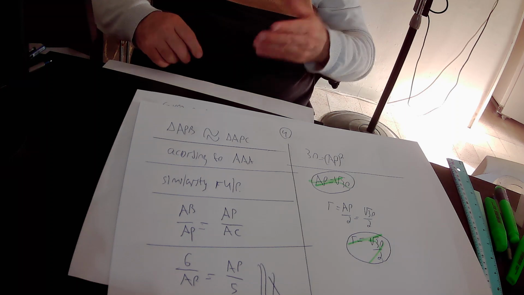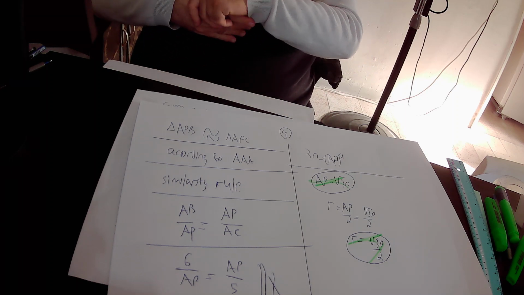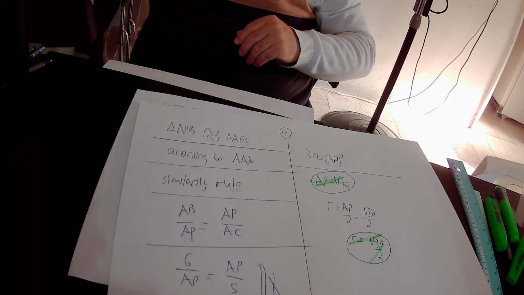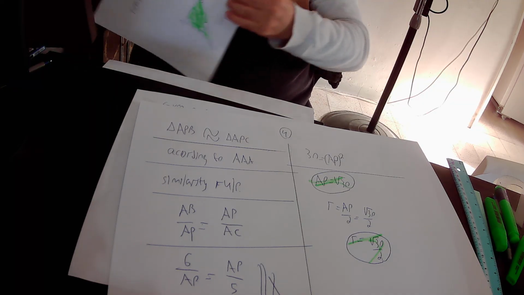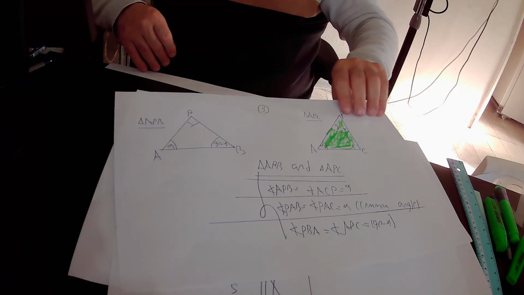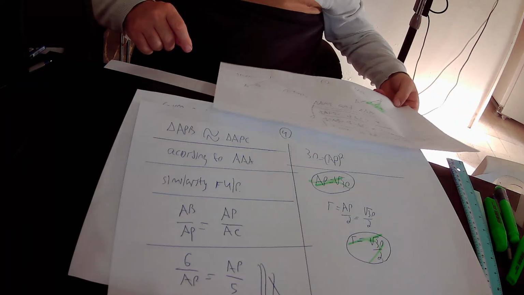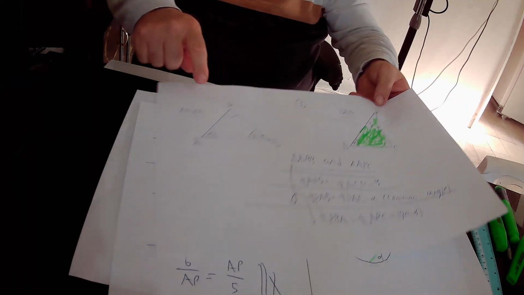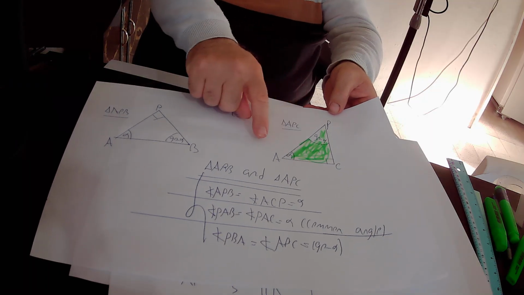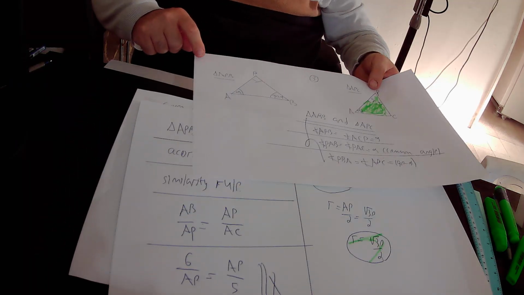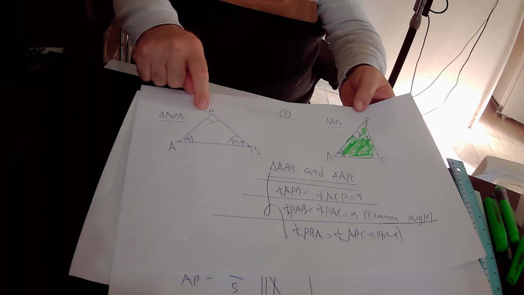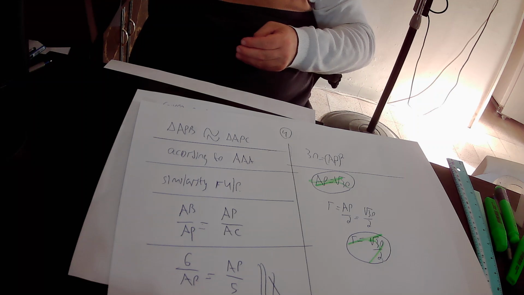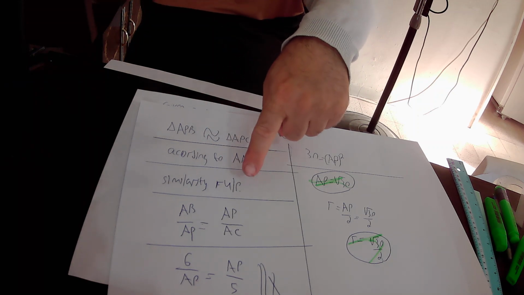And from the fact that the two right triangles are similar to each other, we derive that the following relationship exists between their sides. We derive that side AB in the white triangle over side AP in the green triangle equals side AP in the white triangle over side AC in the green triangle. Again, AB over AP equals AP over AC.